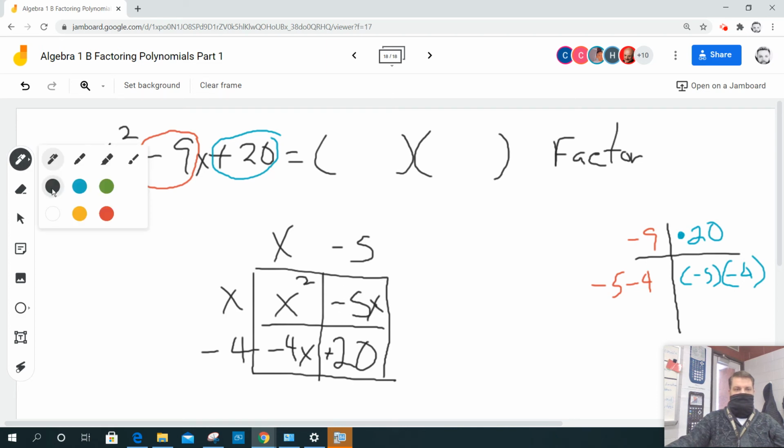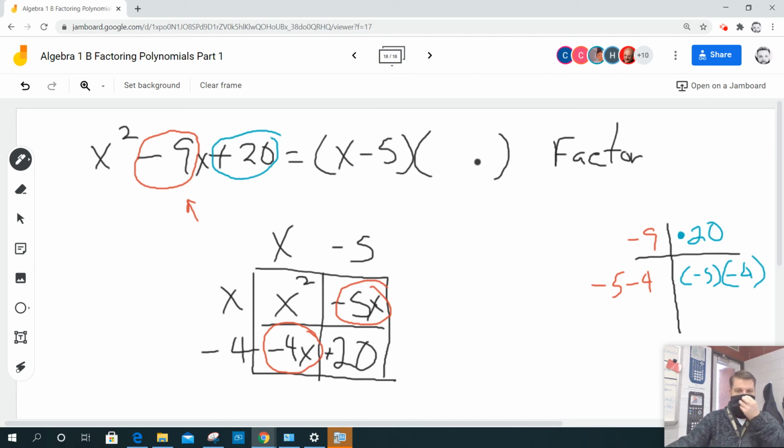Guess what? -4x plus -5x equals -9x. So then my factorization of this is x minus 5 times the quantity x minus 4. And this is the factored form, or those are the factors of it.